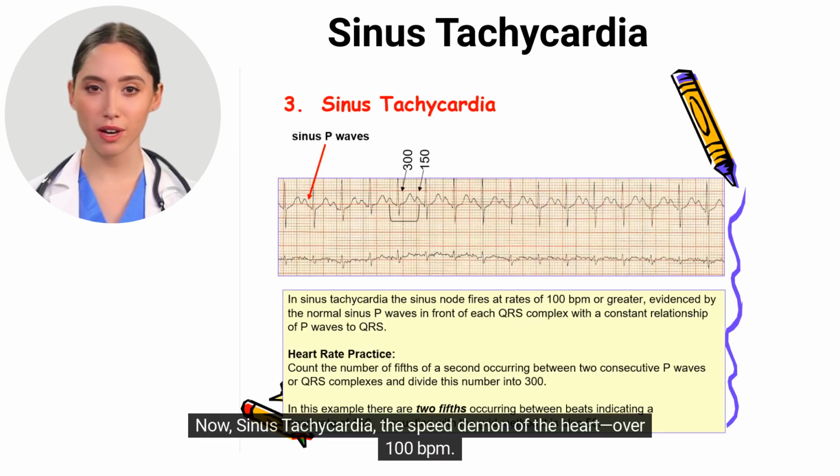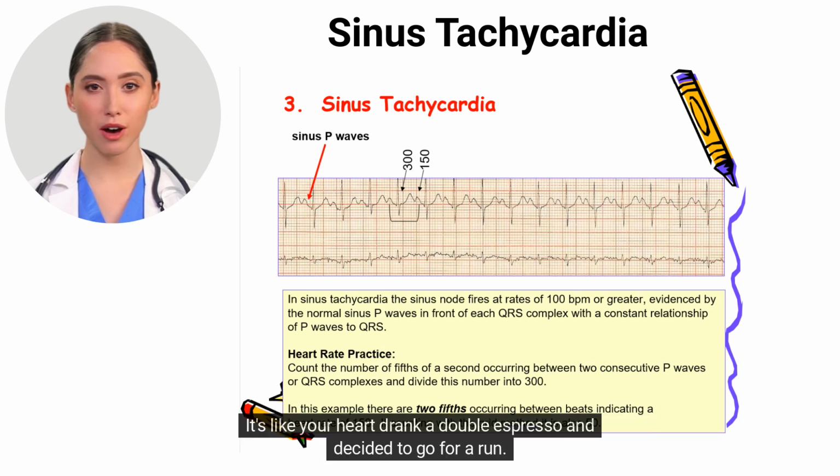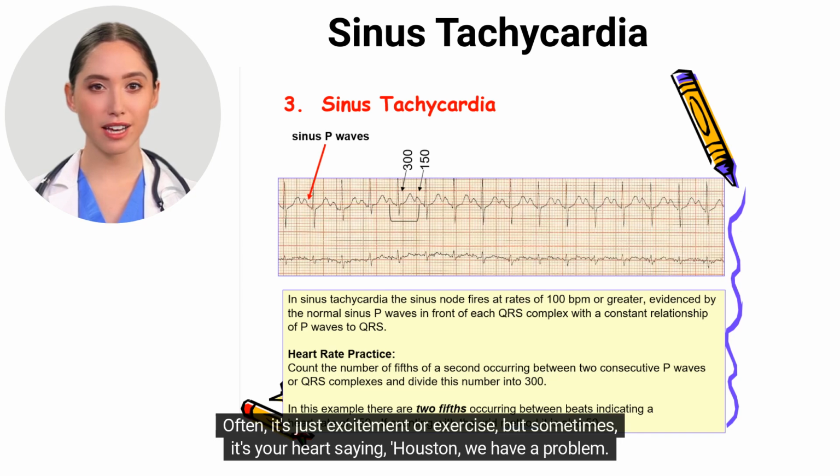Now, sinus tachycardia, the speed demon of the heart, over 100 BPM. It's like your heart drank a double espresso and decided to go for a run. Often it's just excitement or exercise, but sometimes it's your heart saying, "Houston, we have a problem."